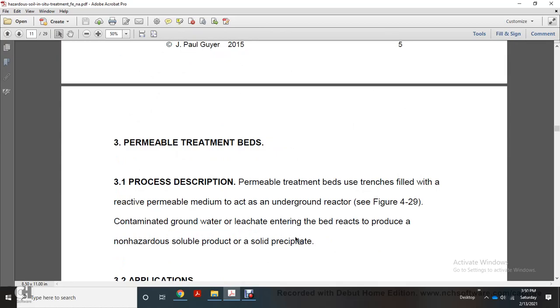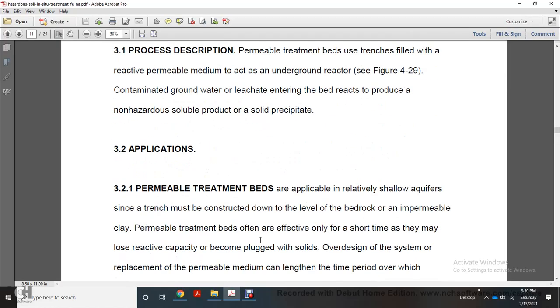Alright, three. Permeable treatment beds. The process description. Permeable treatment beds are trench fills with reactive permeable medium, acting as an underground reactor. Figure 4-29. Contaminated groundwater enters the bed, reacts, and produces non-hazardous soluble products that precipitate.